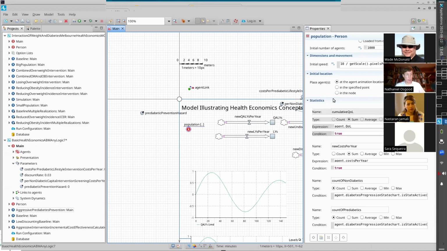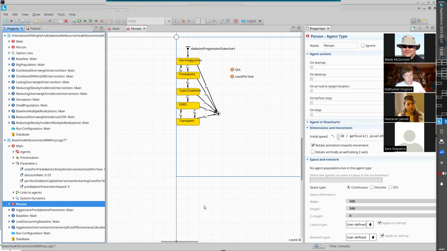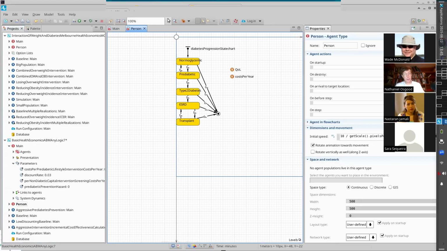However, before dwelling on those, we're going to go in and look at the logic for each person in the population. And you'll see that this logic is exceptionally simple, and one could say simplistic, from a health standpoint.